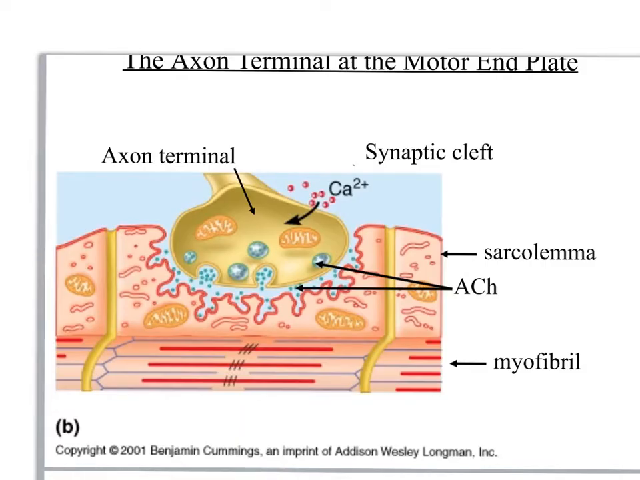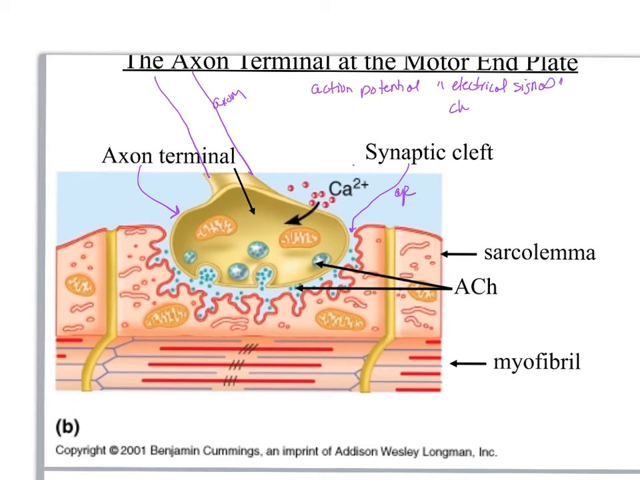All right, now let's look at this from a different angle. Again, we are looking at the axon of a motor neuron. This end right here is the axonal terminal. The synaptic cleft is the gap right here. Okay. And then this is the motor end plate of your sarcolemma. Okay. So what's going to happen is you're going to have what is called an action potential. We haven't really talked about that yet, but we will. But basically, this is your electrical signal.